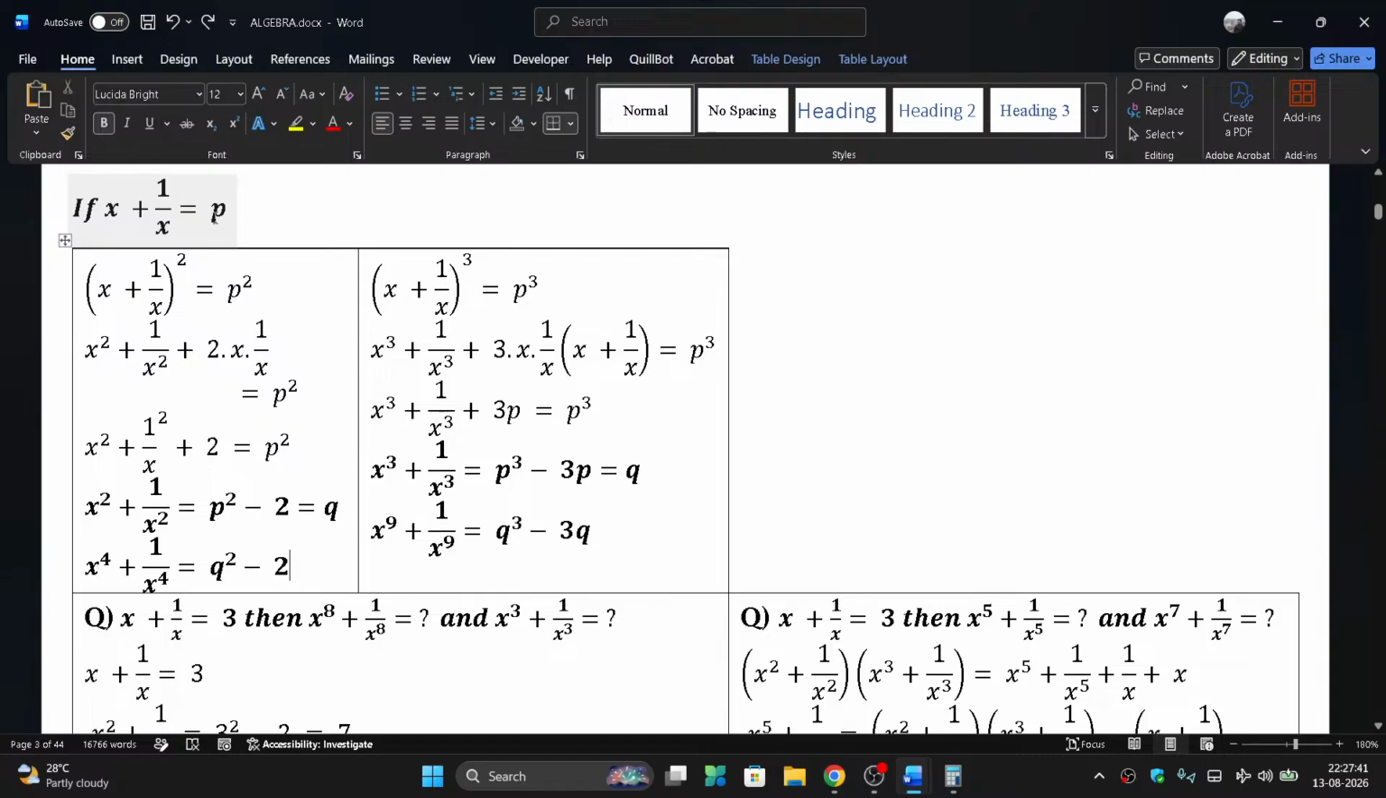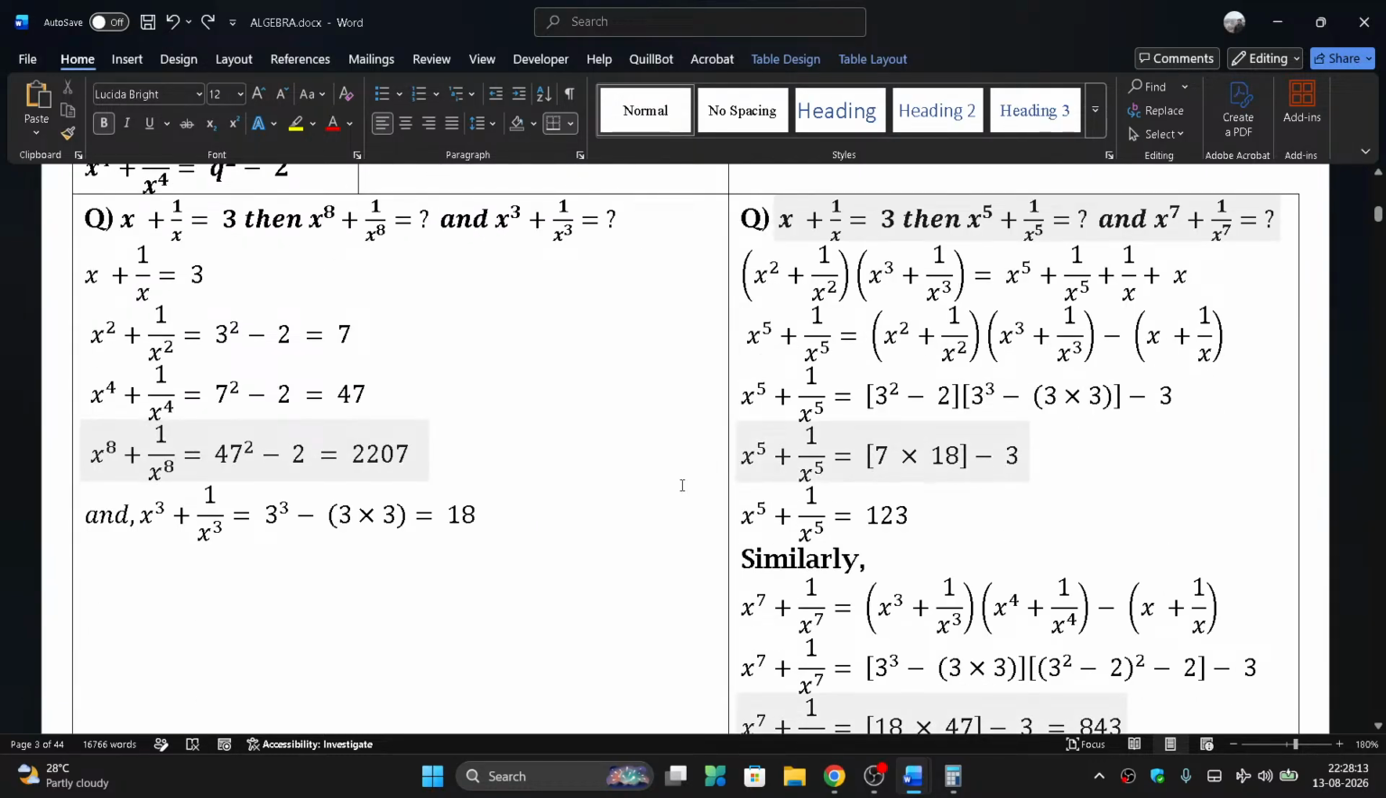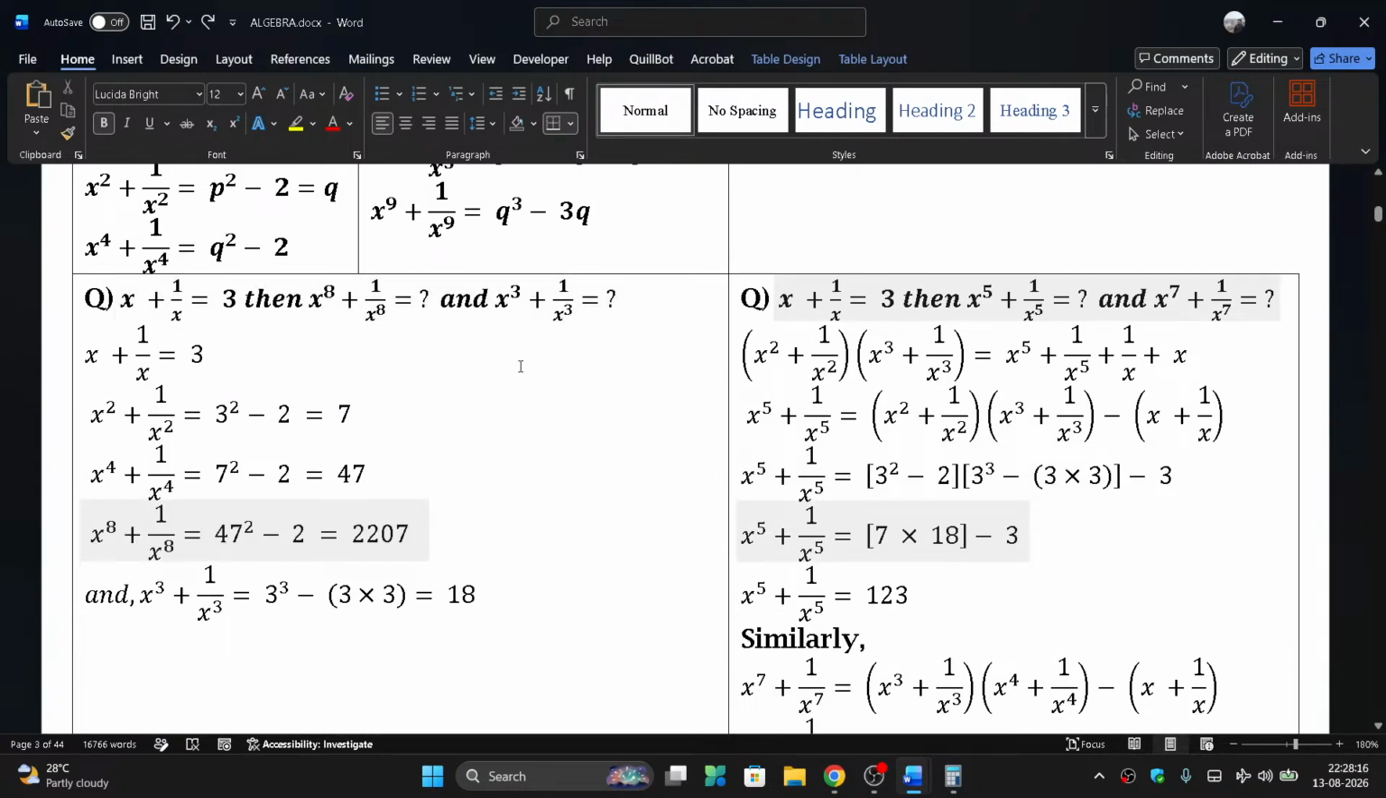And if x plus 1 by x equals p, then x cube plus 1 by x cube equals p cube minus 3p, and we can assume this as q. And x to the power 9 plus 1 by x to the power 9 equals q cube minus 3q, the cube of this whole thing minus 3 times it. This too seems familiar and quite understandable. Now, using these principles, we can solve these questions.